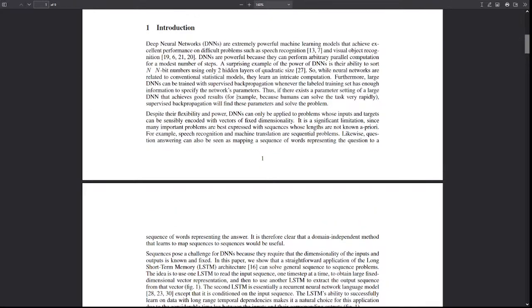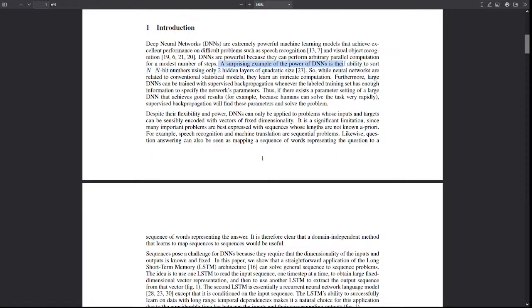Fast, man. I don't care what's happening. Okay, so yeah, they can do speech recognition, visual, audio. Powerful, arbitrary parallel computation for a modest number of steps. They can do arbitrary, meaning whatever. Parallel, maybe, I don't know. Computation, so math, for a number of steps.